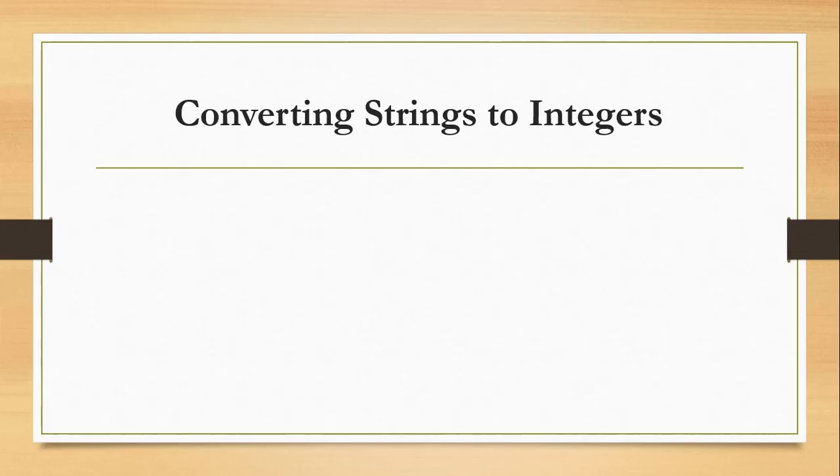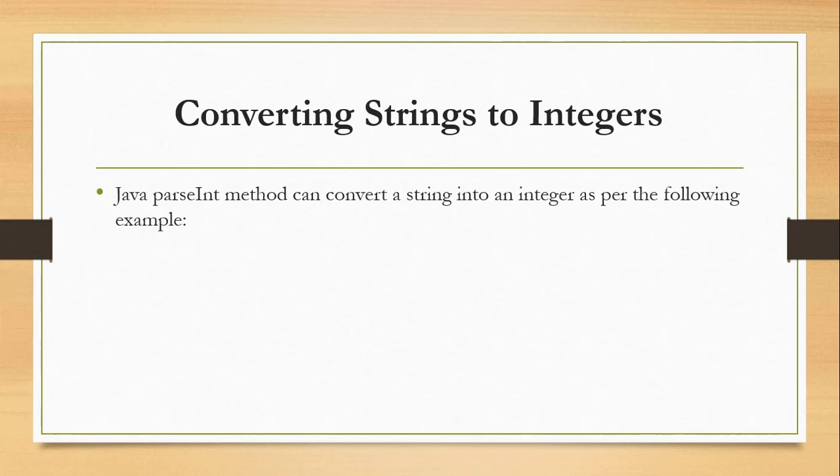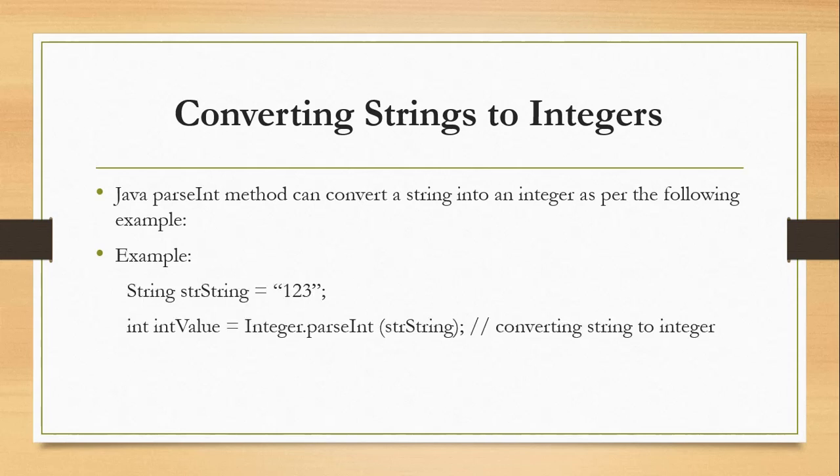Converting strings to integers. In Java, we can use the parseInt method to convert a string into an integer. So to convert, we need to have a string variable and an integer variable. The integer variable will hold the integer value that parseInt converts from the value of the string, the str string.